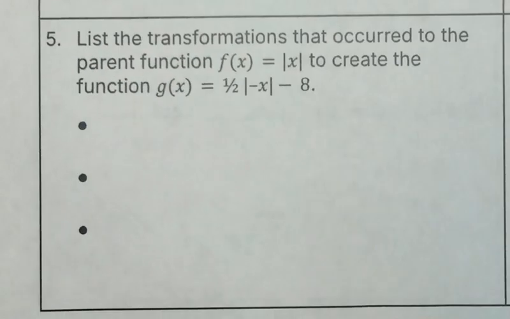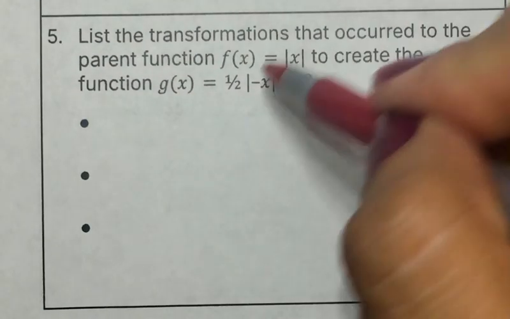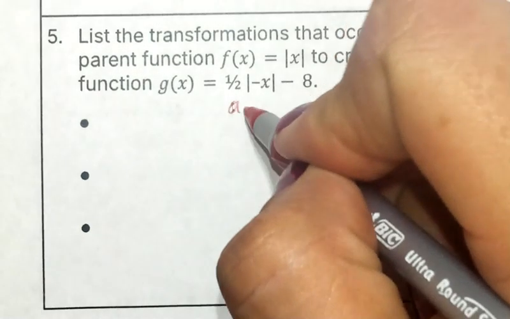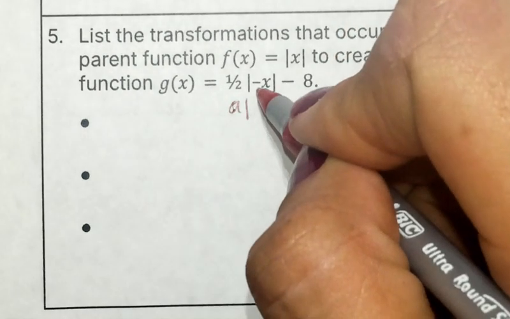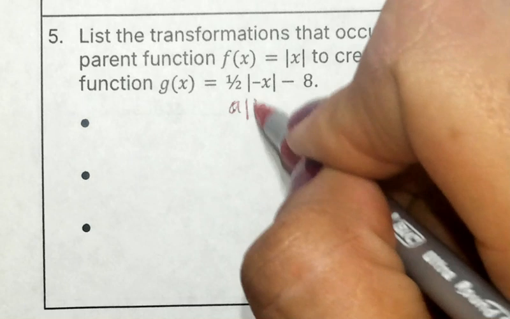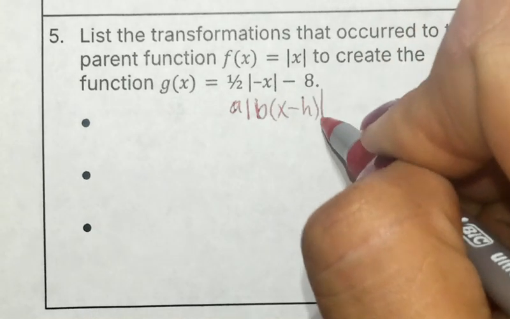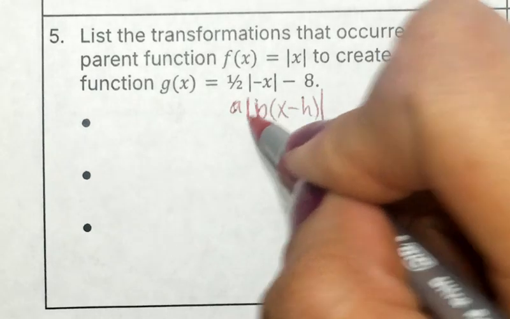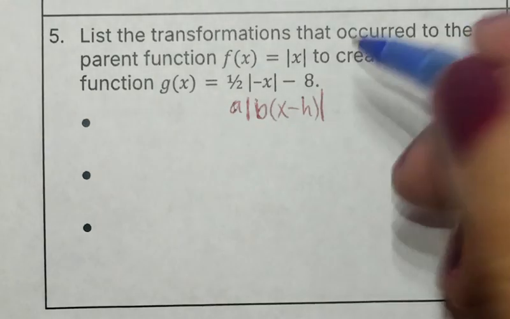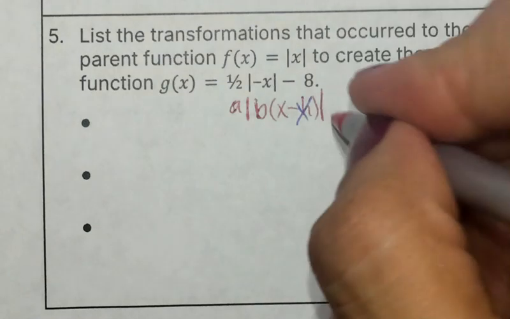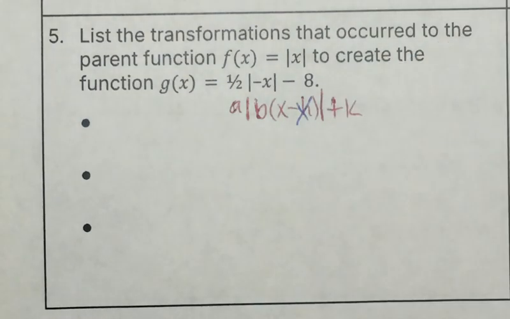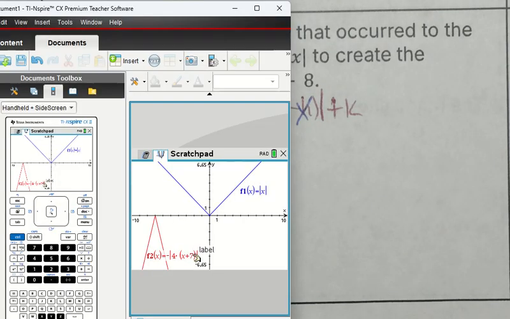All right, let's try one more problem. We have, again, an A value outside of the absolute value, a negative B inside the absolute value. There seems to be nothing added or subtracted inside the absolute value, so that means there's not going to be an H. And then there's a K at the end because it's being added or subtracted. So let's talk about what the 1/2 does. So let me double click this and show you that.